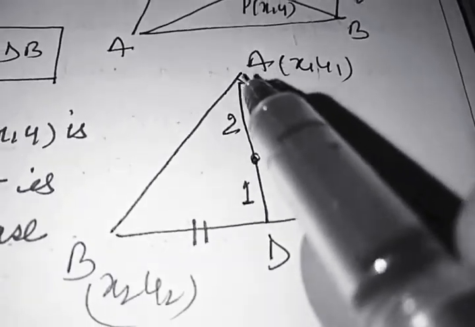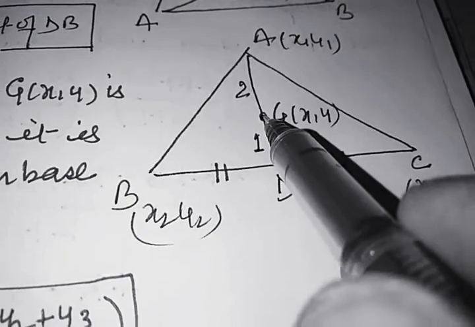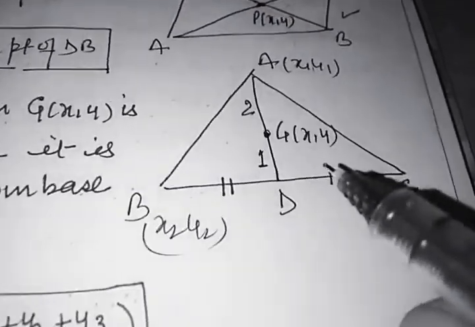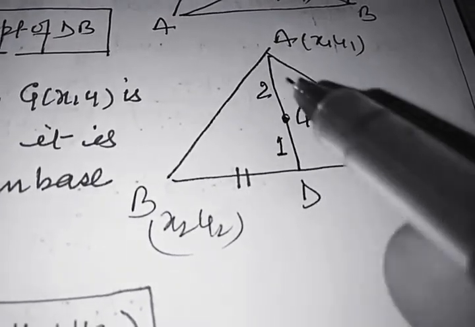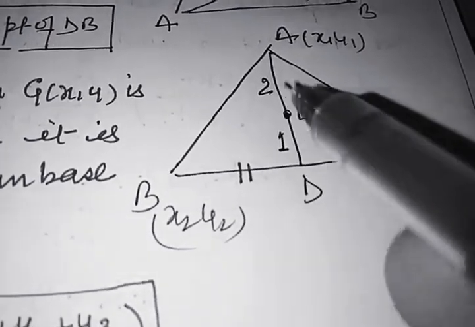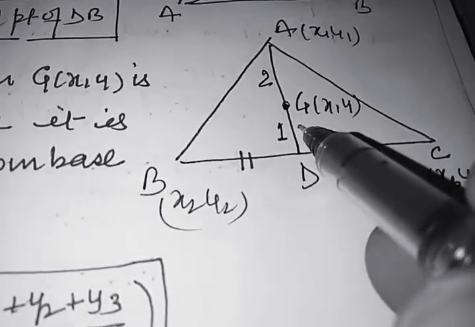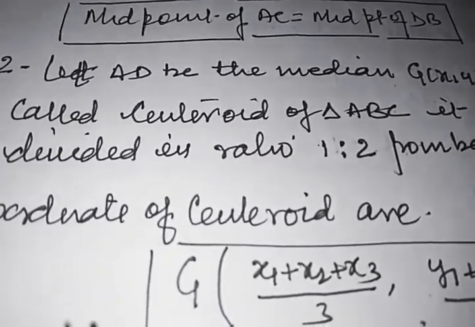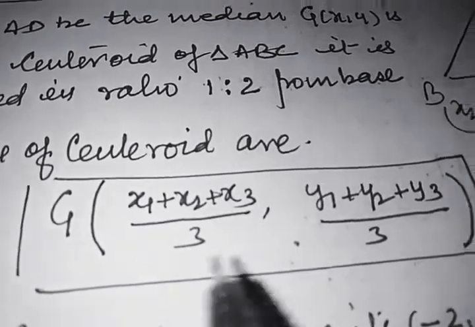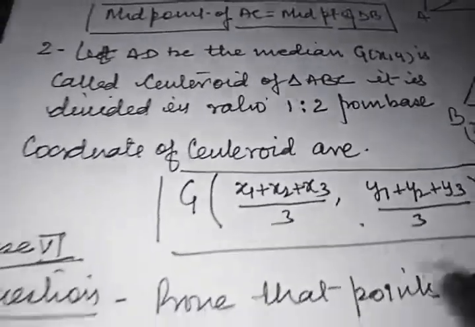G is called the centroid, a point on the median. It divides AD in the ratio 1:2. Just remember this. This is the centroid of the triangle, and the coordinates of the centroid are (x1 plus x2 plus x3) by 3, (y1 plus y2 plus y3) by 3. Just remember this thing also.